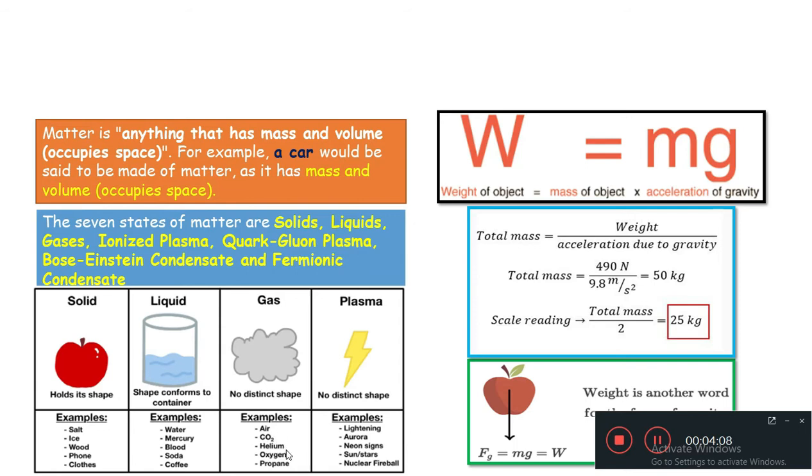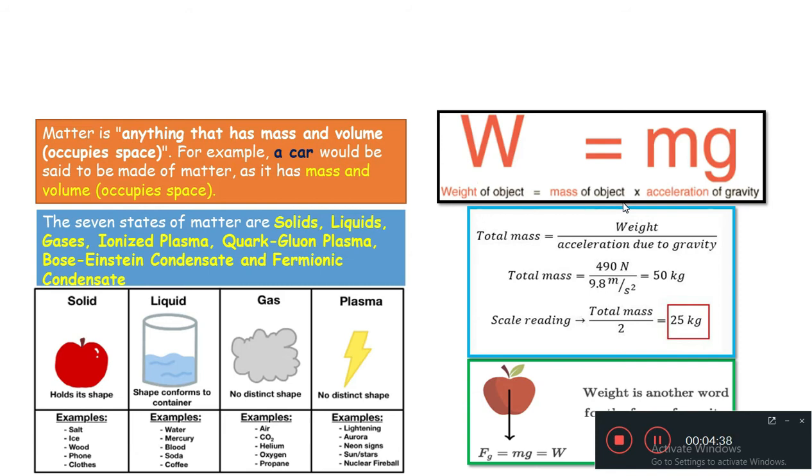Plasma does not have any shape. Examples are lightning, neon signs, suns, stars, etc. And also solid holds its exact shape, whereas liquid conforms to the shape of the container, whereas gas does not have any distinct shape, and plasma also does not have any distinct shape. So next we will come to weight. W is equal to mg, that is weight of the object is equal to mass of the object into acceleration.